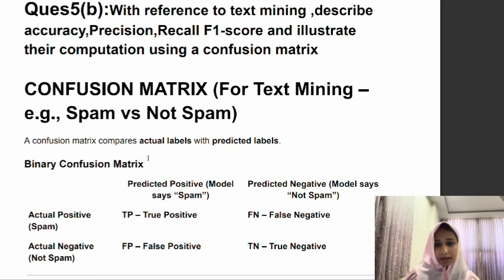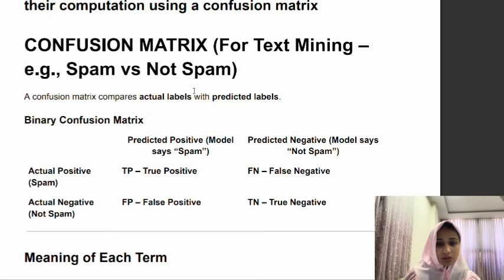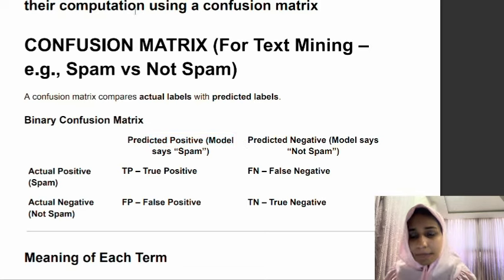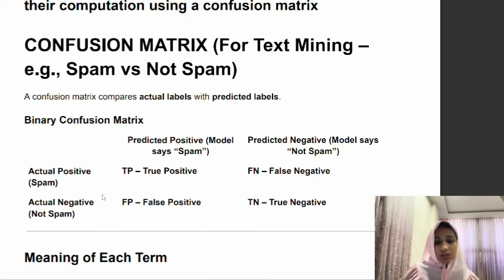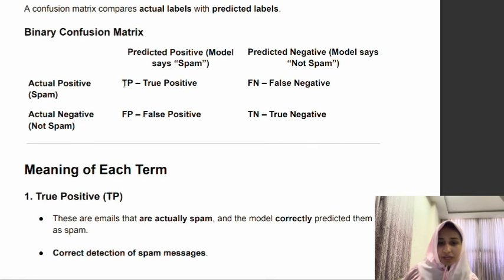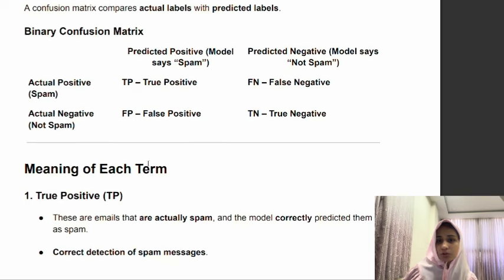So confusion matrix compares actual labels with predicted labels. So we have actual positive, actual negative, predicted positive, and predicted negative. We have used the example of spam and not spam. Actual positive is spam, actual negative is not spam. Here the model says spam and the model says not spam. So we have true positive, false negative, false positive, true negative.